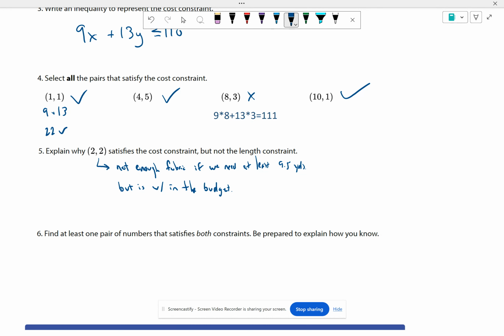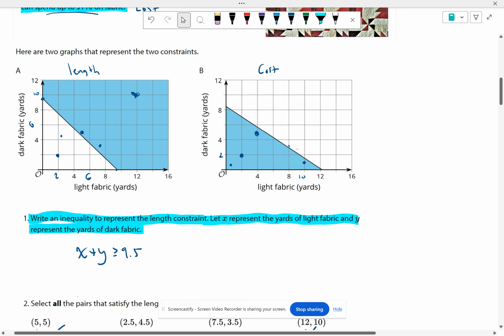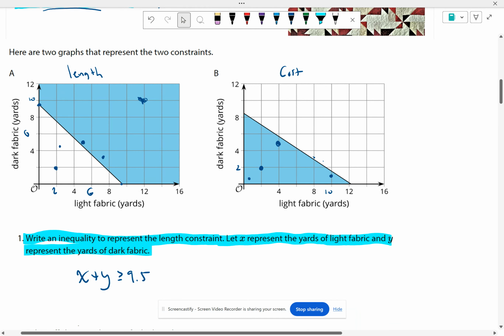All right, now we want to find a pair of points that is a solution to both constraints. So can we find a combination that gives us the 9.5 yards that we need and allows us to be within our budget? So if you would like to give that a try on your own, give that a try. I'm going to give an answer in about a second or two, but try to think about that on your own quietly. I'll give you guys about 30 seconds.